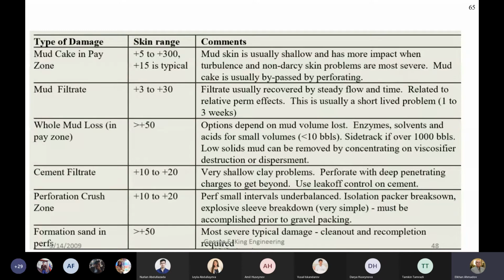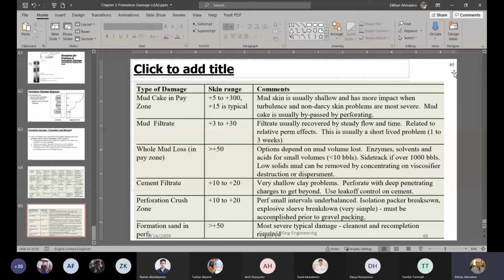if this is not in your book, these tables, I will provide them to you through the Teams file posts, so you have this for your preparations. Okay, so we have finished formation damage, and are there any questions?